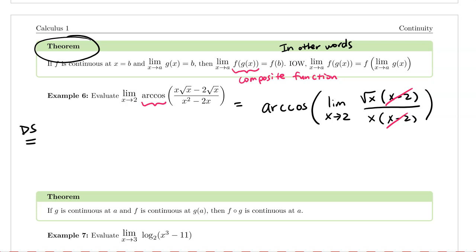And so using direct substitution now, we have the arc cosine of, I'm just going to plug in 2 into these using direct substitution. So we have arc cosine of the square root of 2 over 2. And this, if we think about our unit circle, is equal to pi over 4. And so there is our answer for example 6.